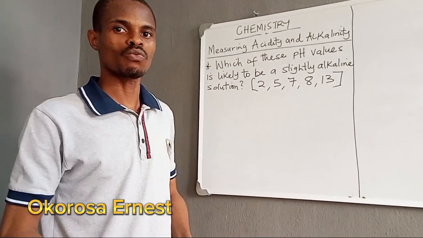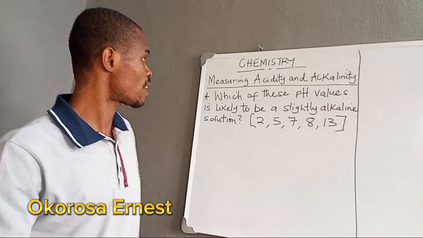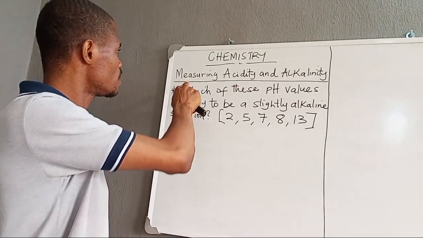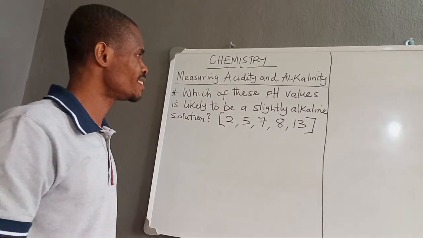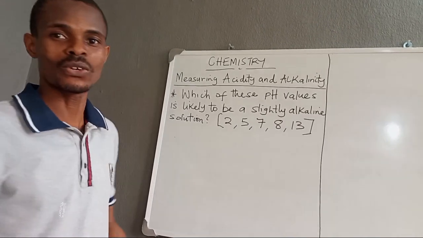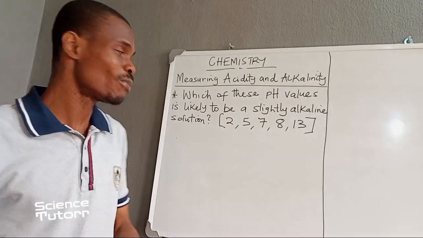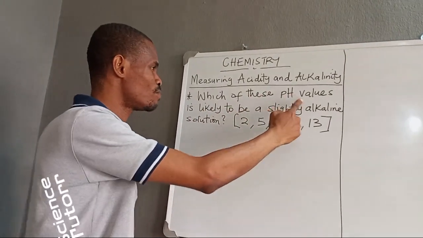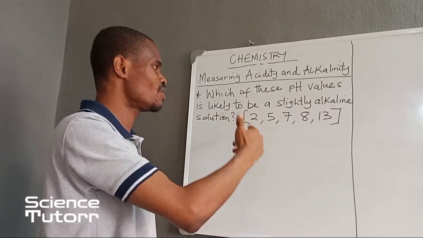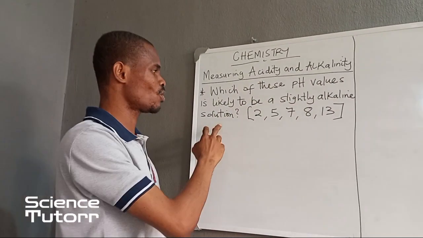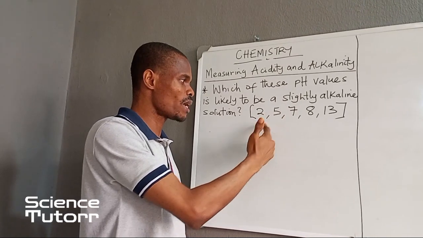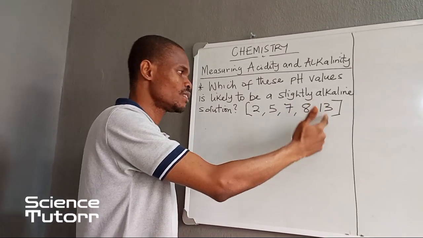And in today's video, we shall be focusing on a very vital aspect of chemistry, measuring acidity and alkalinity of a solution. Now we have a question on the board that says, which of these pH values is likely to be a slightly alkaline solution? And we have a set of numbers: 2, 5, 7, 8, 13.